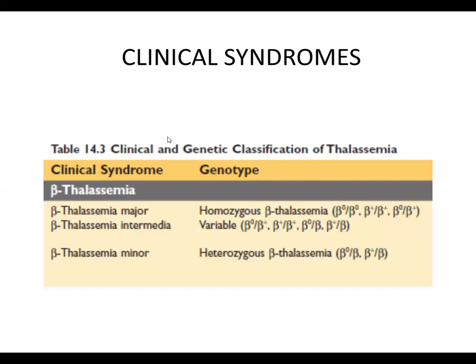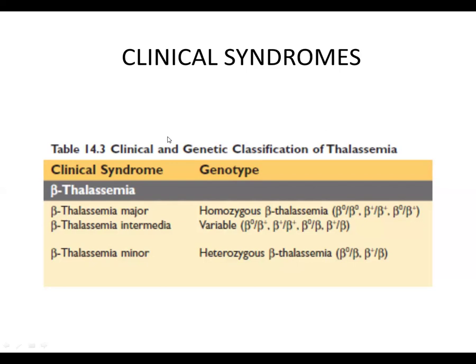So here you can again see that this table is showing the three categories: beta thalassemia major, beta thalassemia intermedia, and beta thalassemia minor. In beta thalassemia major, this is a homozygous condition. Both the alleles are mutated. So this may be either beta naught and beta naught, beta plus and beta plus, or beta naught with beta plus. All these three genetic variations are abnormal.